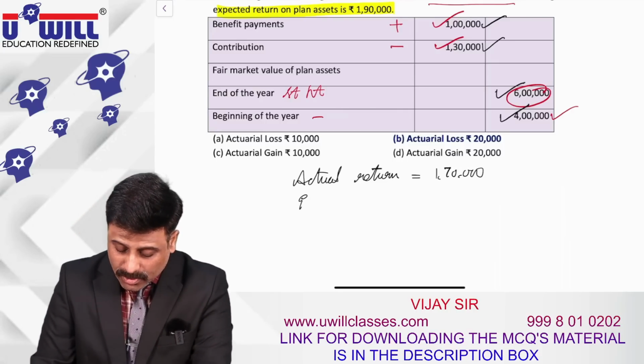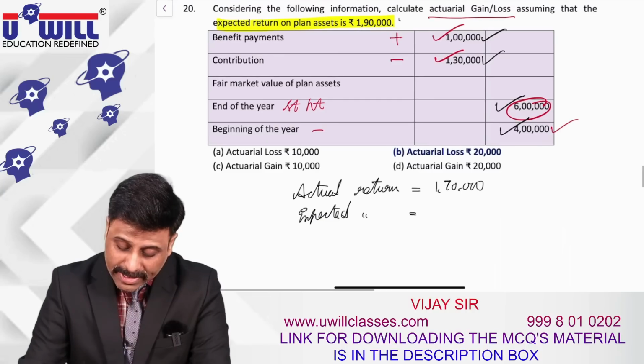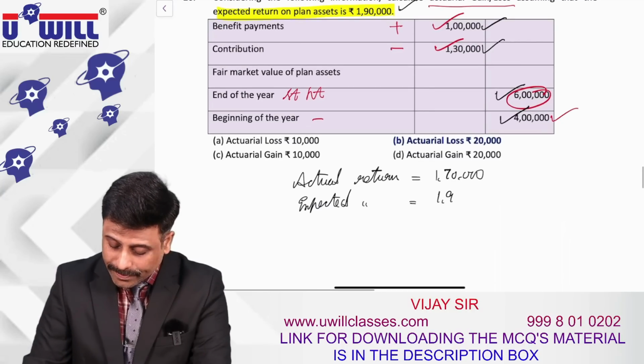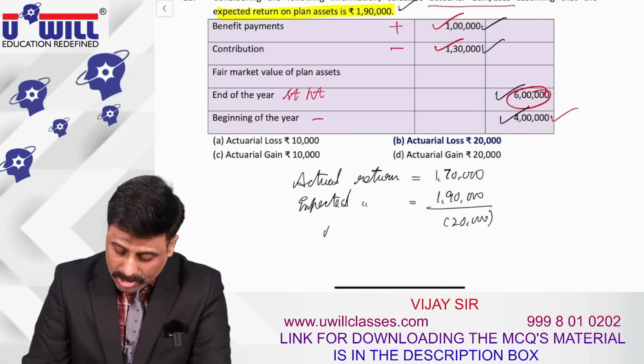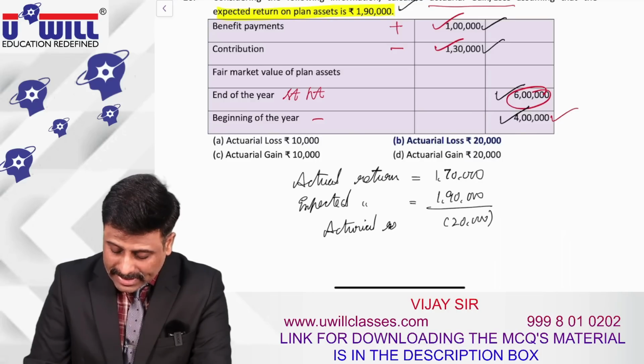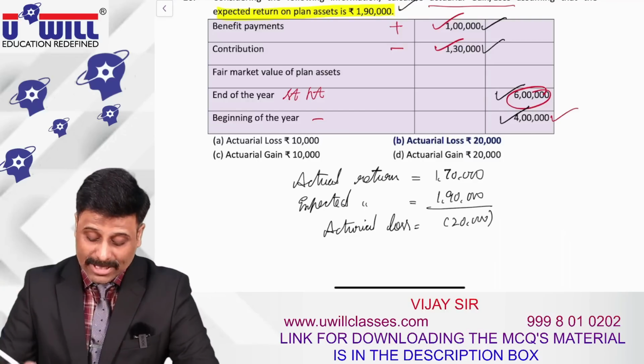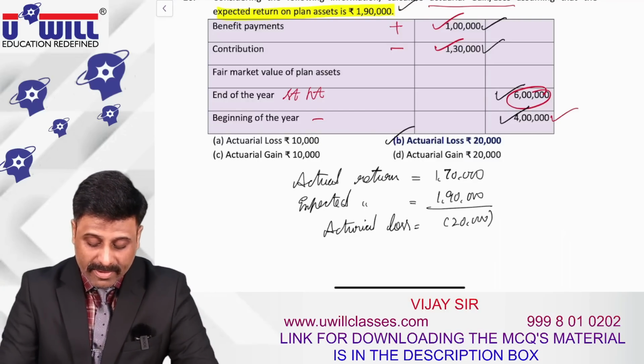Now you compare this with expected return. What is given here? Expected return 1,90,000. Clear cut minus 20,000. That is loss. That is actuarial loss. So what did I say? If actual return is less, then it is actuarial loss. If actual return is more, then it is actuarial gain. I hope everyone is clear with this.